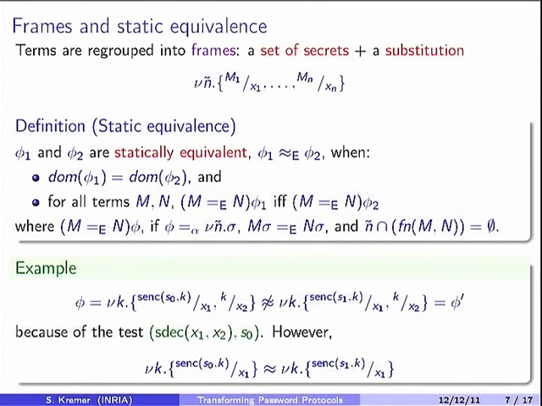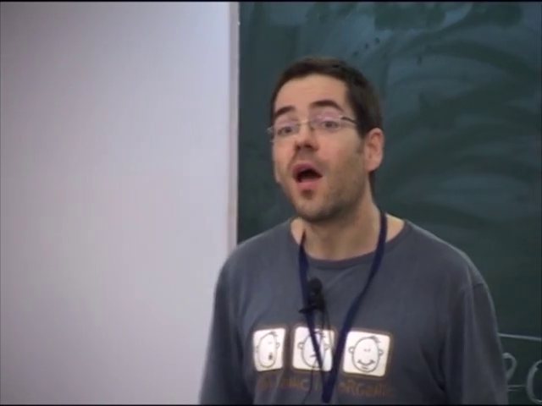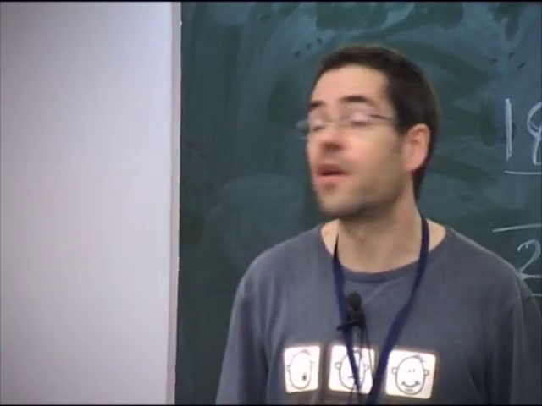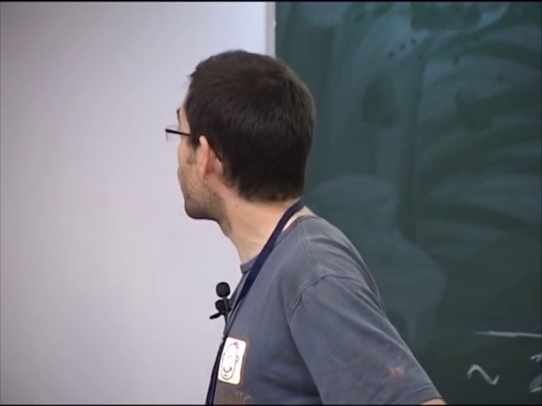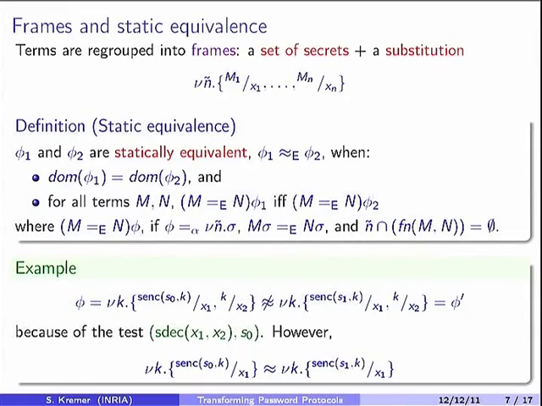And now what we are interested in modeling is when two such sequences, two frames, are indistinguishable. And this is modeled through what is called static equivalence. So we're saying that two such sequences are statically equivalent, or indistinguishable from an adversary, if first of all, they have the same domains, the variables x1 to xn, so that the adversary has the same interface when he's trying to distinguish these sequences.